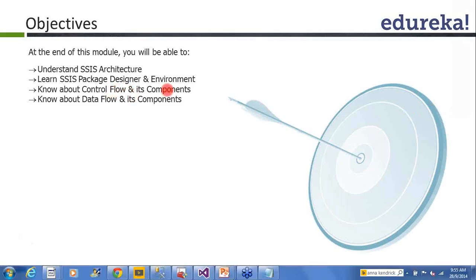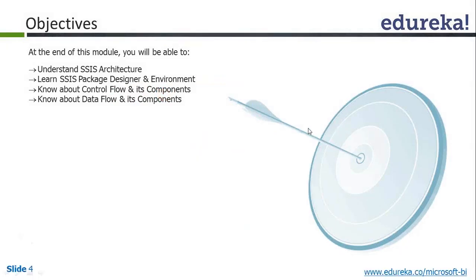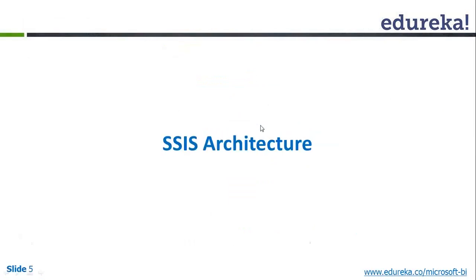So there are two important things. One is the control flow, the second one is the data flow. Control flow and data flow make up almost the whole SSIS package. So these are the basic objectives of SSIS that we are going to learn today in this class.